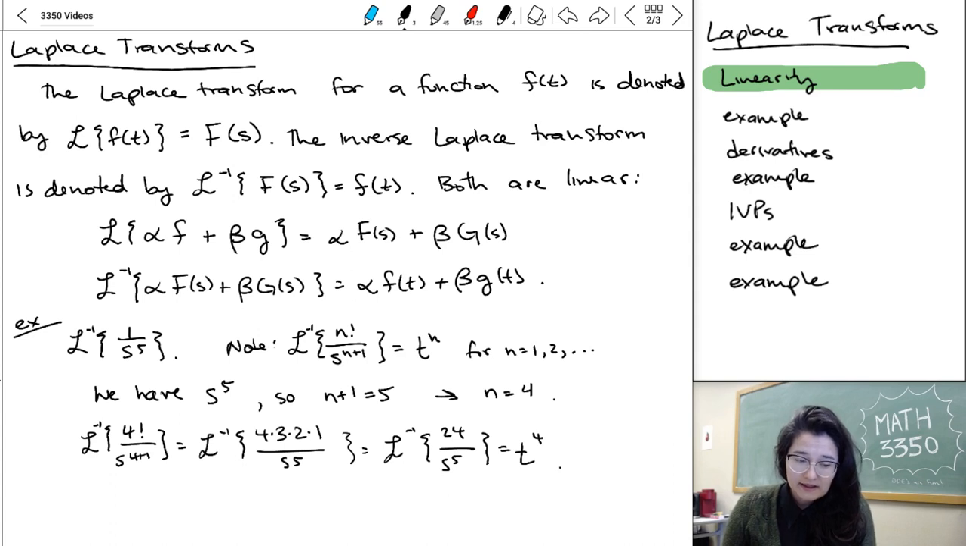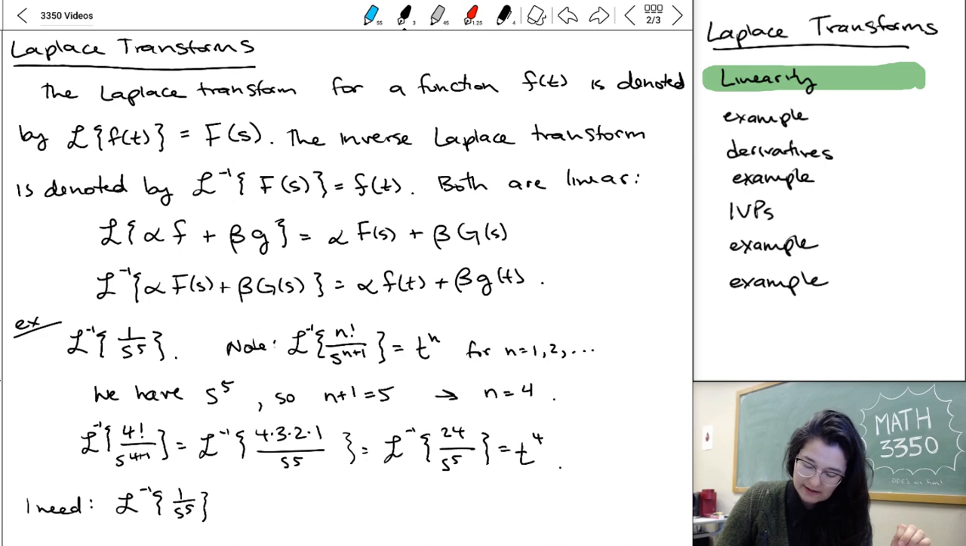But in this case, I actually need L inverse of 1 over s to the 5, not 24 over s to the 5. So to take care of this, we're going to multiply by 1 in a clever way and then use linearity. What's going to happen is I'm going to note that 1 over s to the 5, I'm going to redo that because it's very ugly.